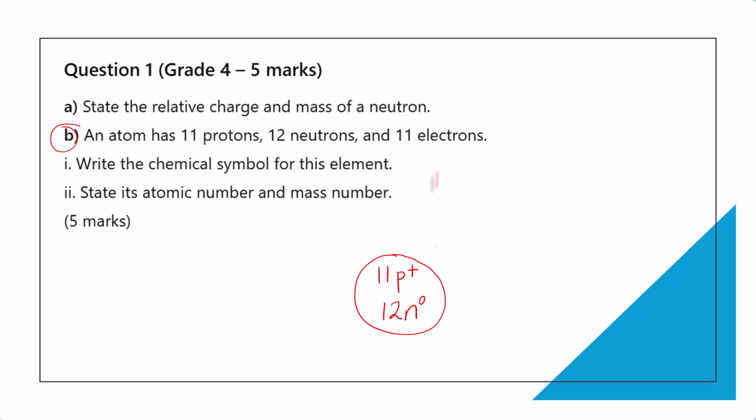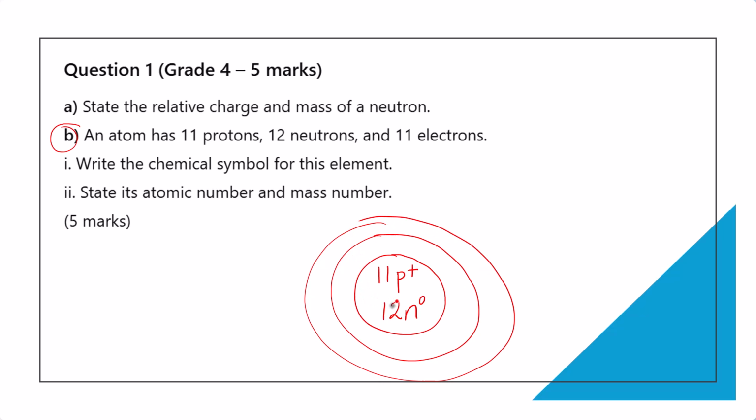Now, electrons are not found in the nucleus. Electrons are normally found in the shells as you go around. So the only thing I need here for the nucleus is the 11 protons and the 12 neutrons. If I add them together, 11 plus 12, that's going to give me 23. And that's the mass number.